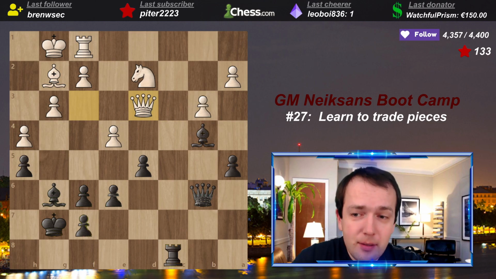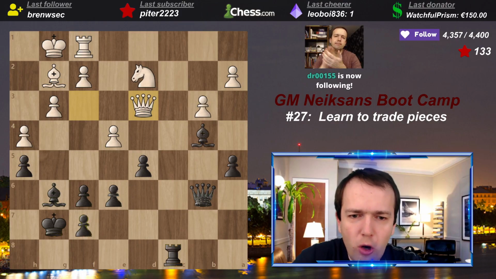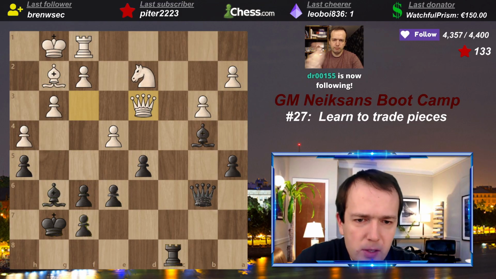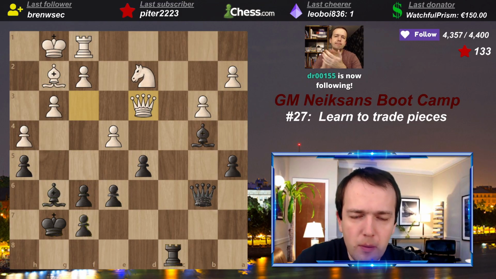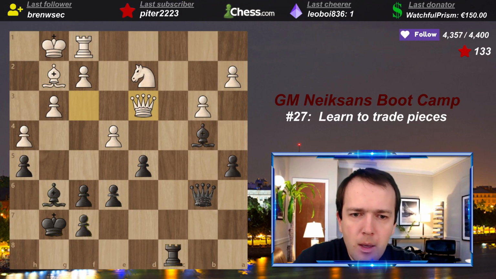Piece activity. Nice. Piece activity is worth more than a pawn. And you know, this is a very huge topic: when piece activity is more important than a pawn. The knight on d2 is just a terrible piece.